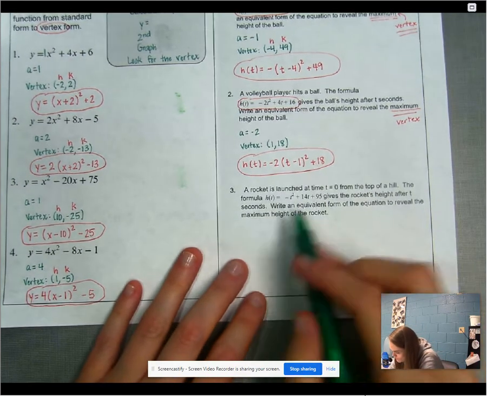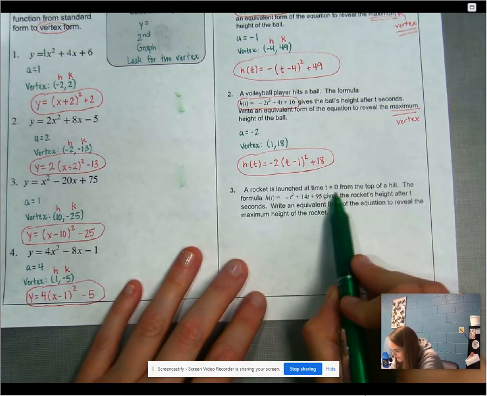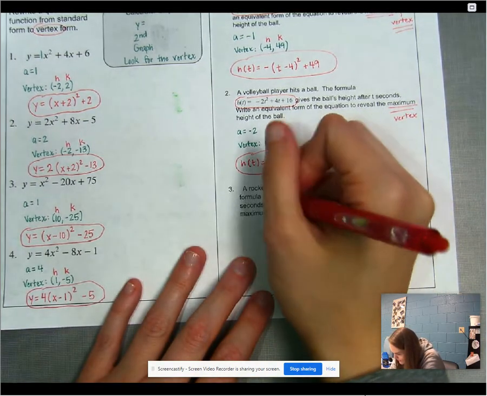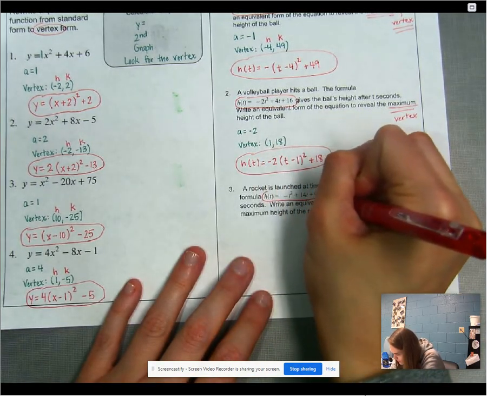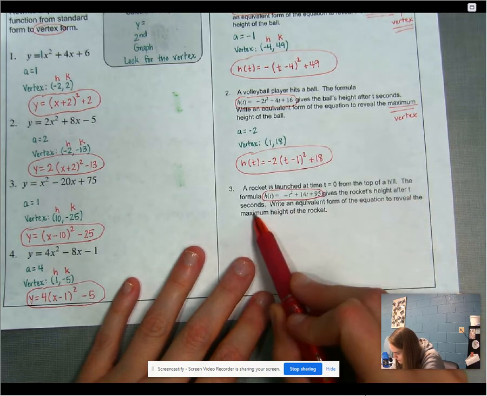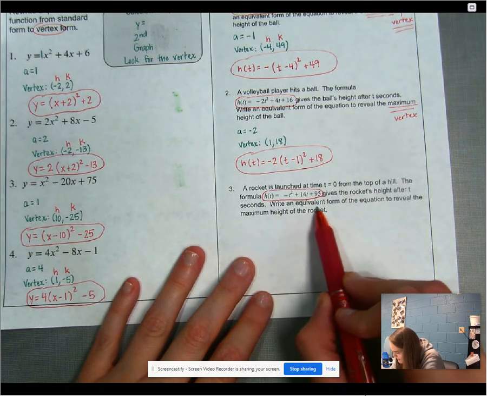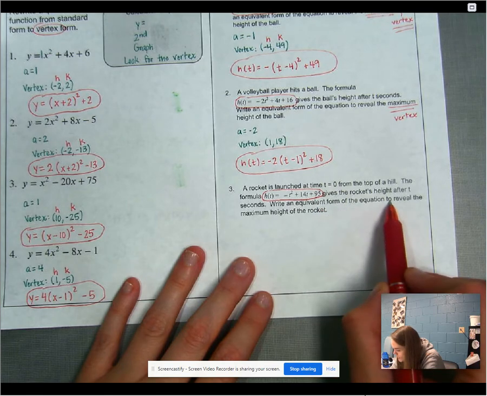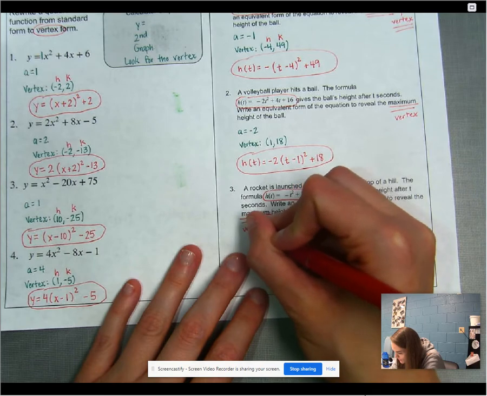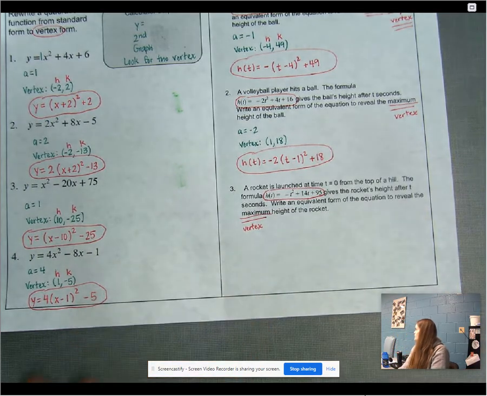All right. A rocket is launched at time equals 0 from the top of the hill. The formula h of t equals negative t squared plus 14t plus 95 gives the rocket's height after t seconds. Write an equivalent form of the equation to reveal the maximum height. Remember, you might also see minimum. We're not going to see that in this current moment, but it's possible.